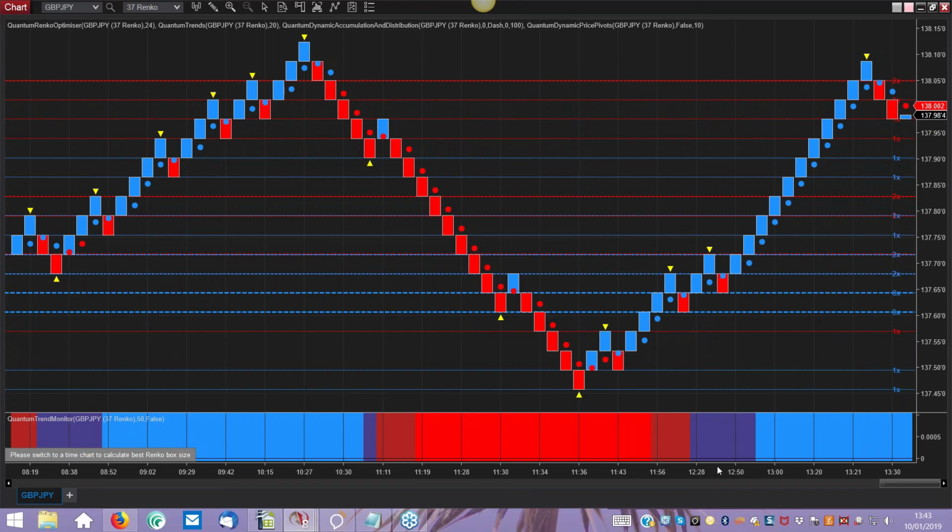The best setting for a Renko brick size in the Far East and Asia will be very, very different to the London session, which again will be different to the US session, because the markets are more volatile, there's more liquidity, and 26 different reasons. So it's not one size fits all. You can't trade the same brick size throughout a 24-hour period.